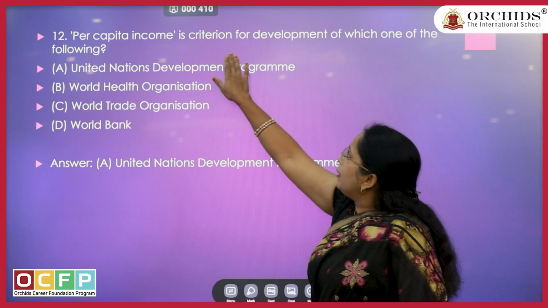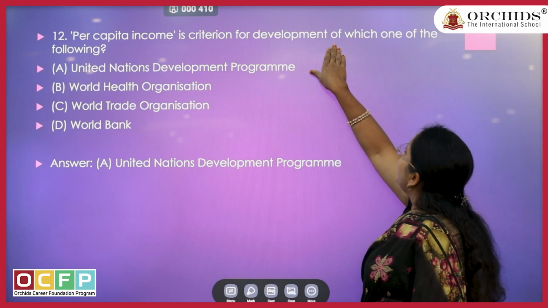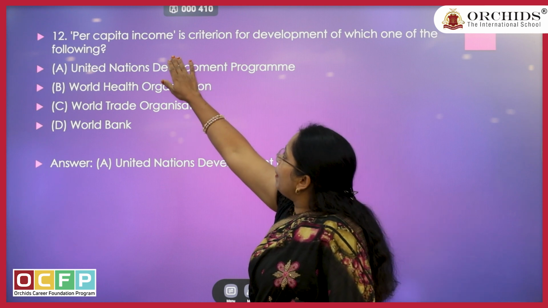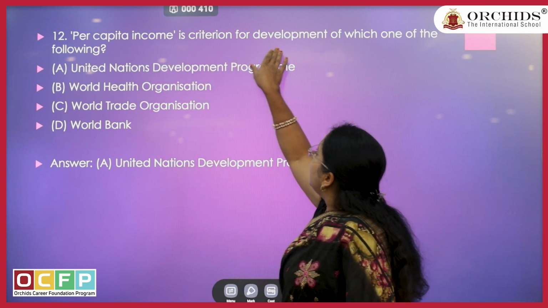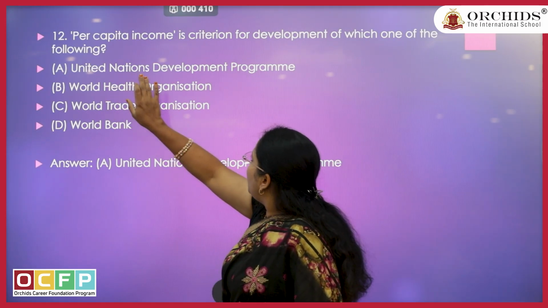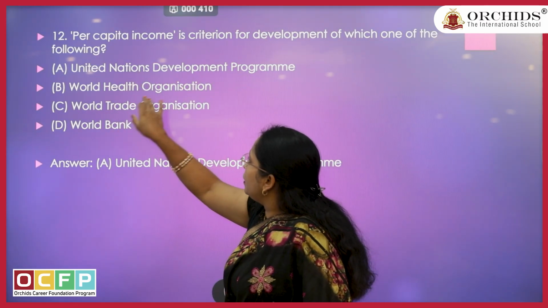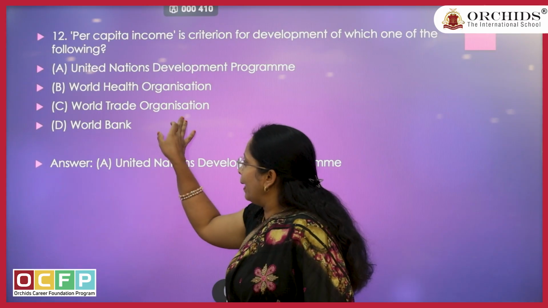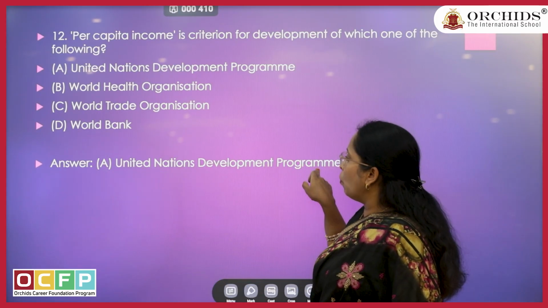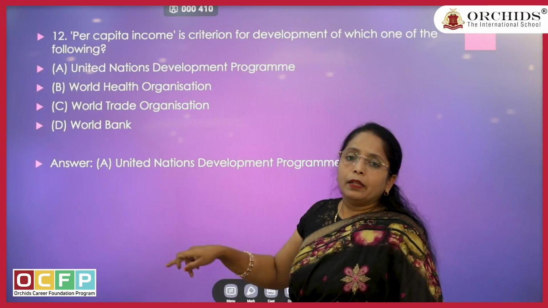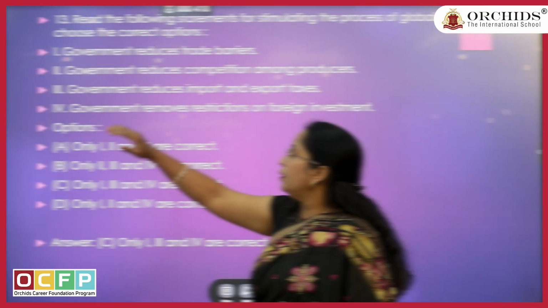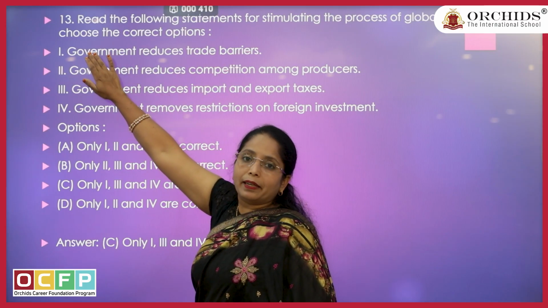Now, per capita income is a criterion for development of which one of the following? Now tell me, what does per capita income mean? It is UNDP, World Health Organization, World Trade Organization, World Bank. But we take only the United Nations Development Programme because they calculate the per capita income of all the countries in the world.